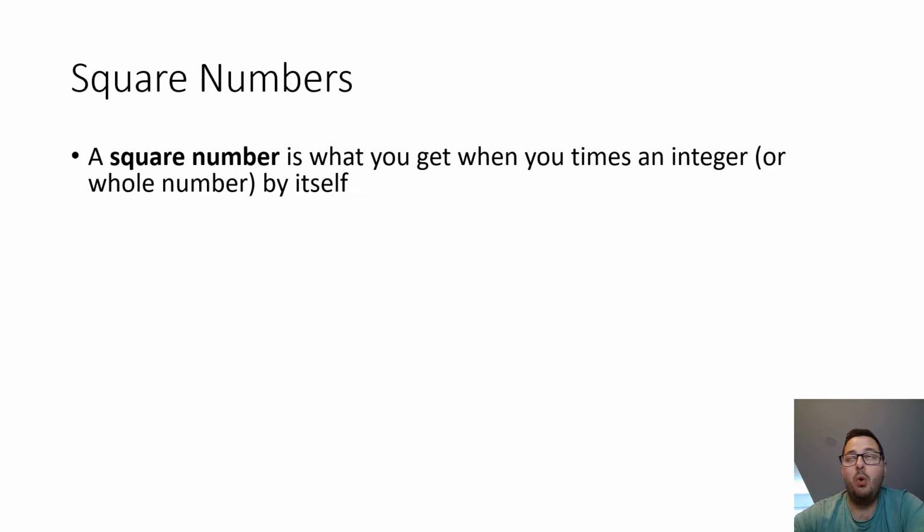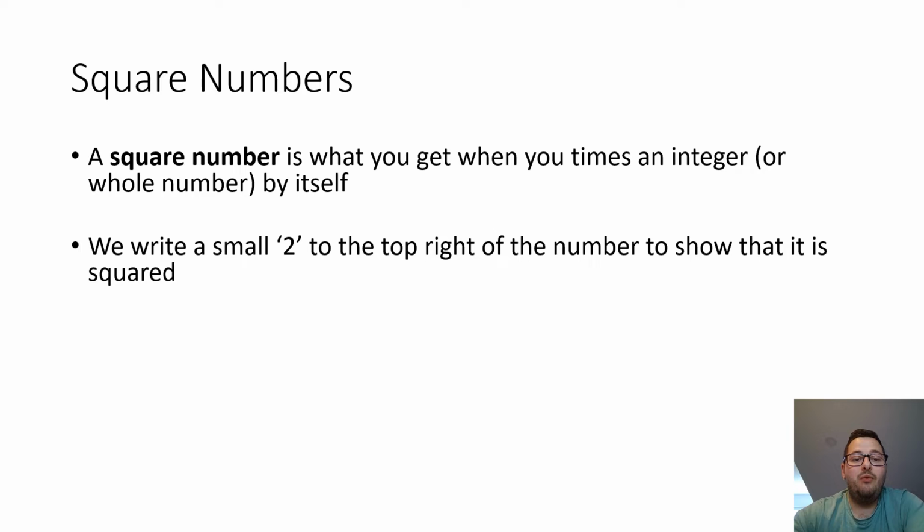For instance, 1 squared would be 1 times 1. 2 squared would be 2 times 2. 3 squared would be 3 times 3, and so on. We write a small 2 at the top right of the number to show that it is squared. So 1 squared is 1 times 1, and notice how we put the little 2 at the top right of the 1.